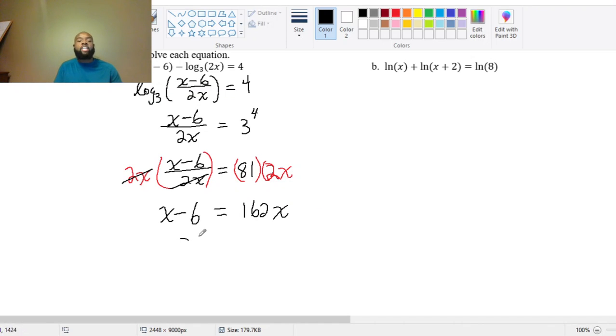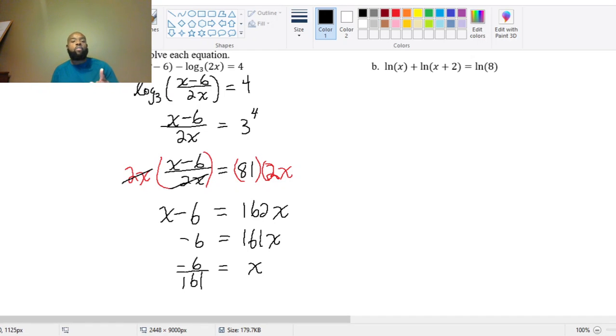If I subtract x from both sides, I'm going to get 161x, and then divide both sides by 161, and I get x equals negative 6 over 161. I have to check my solution. So I'm going to go into my original equation, plug in this value for x. All right, if I plug in this value for x here, I'm going to get a negative number. I'm not worried about exactly what negative number it is, but I'm going to get a negative number, right?